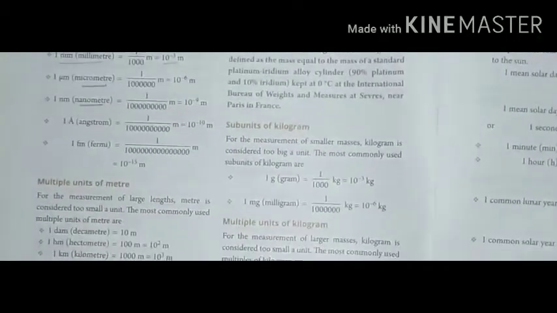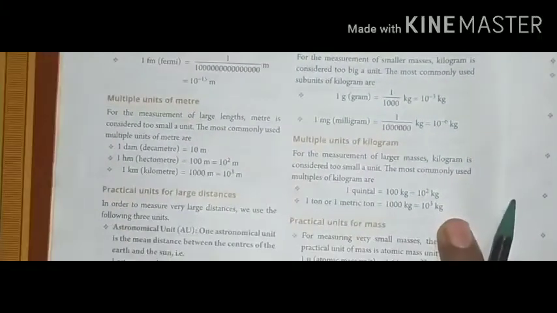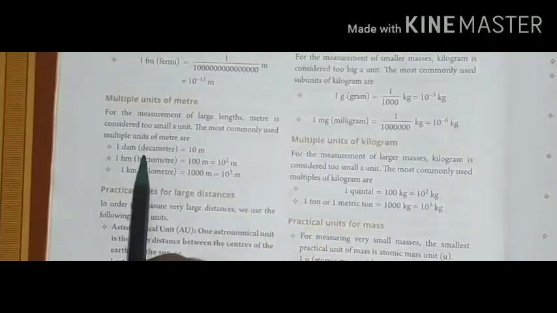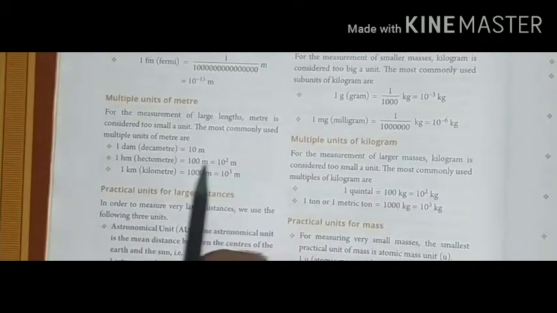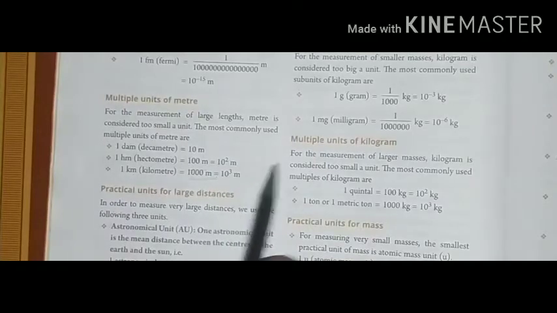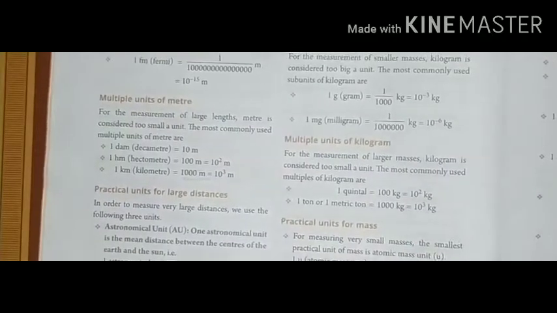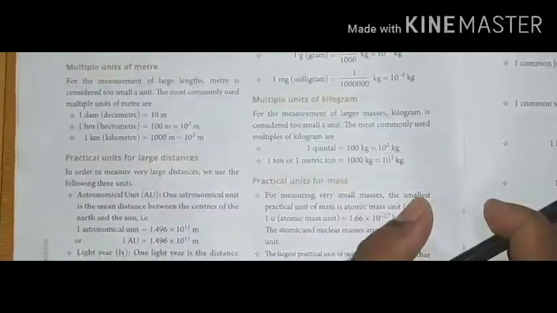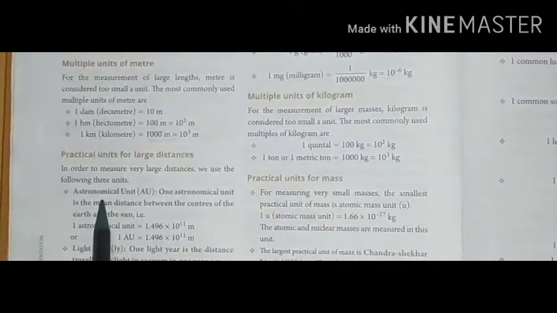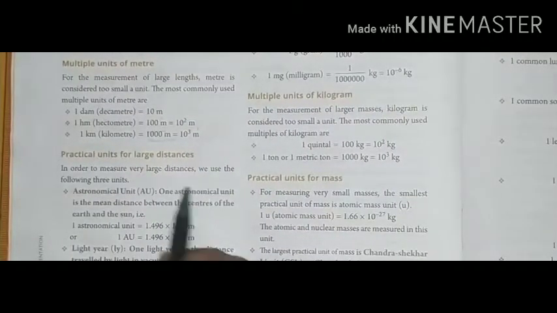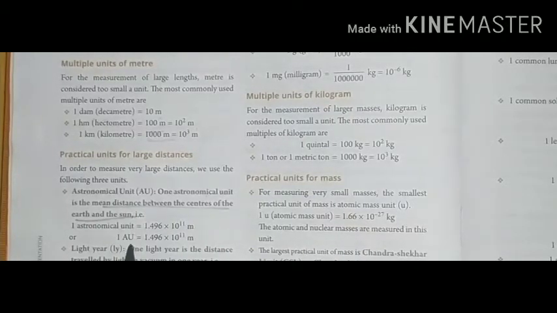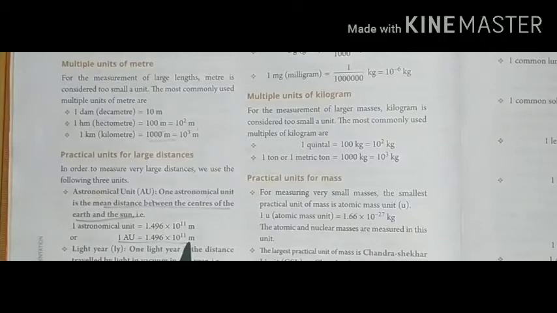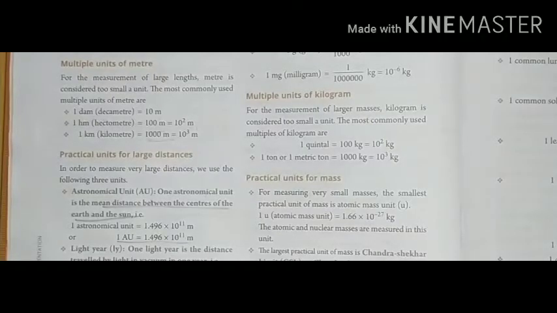Now multiple units of meter. 1 decameter is 10 meter, 1 hectometer is 100 meter, 1 kilometer equals 1000 meter. Now some practical units for large distances. Astronomical unit: 1 astronomical unit is the mean distance between the center of the Earth and the Sun. That is 1 AU equals 1.496 into 10 raised to 11 meter.